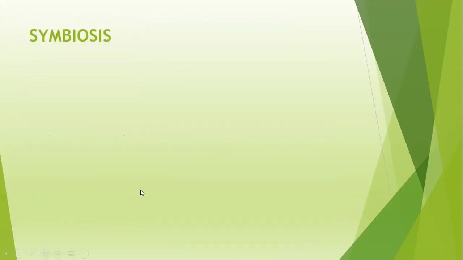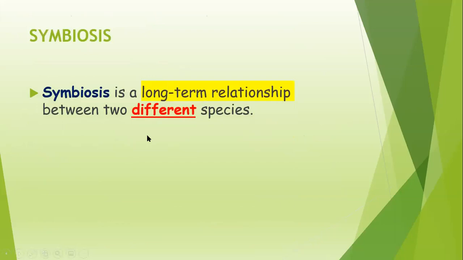Now, one of the types of interaction is called symbiosis. Symbiosis is a long-term relationship between two different species. Please focus here on the yellow highlighted part and this red part here. You have to remember it is a long-term relationship. It is not just a very short relationship. It is for a long period. Okay. And it is always between two different species.